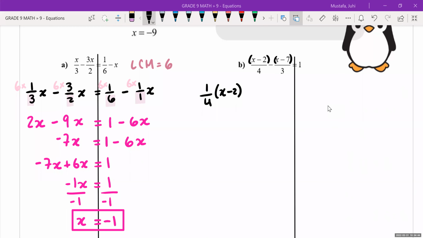So another way to think about it is if you put brackets around the binomial, there's actually a 1 there. The 1 and the 4 is what gives you a fraction. So I take that out and I write 1/4. And then whatever is in the bracket, I keep it in the bracket and I write x minus 2.